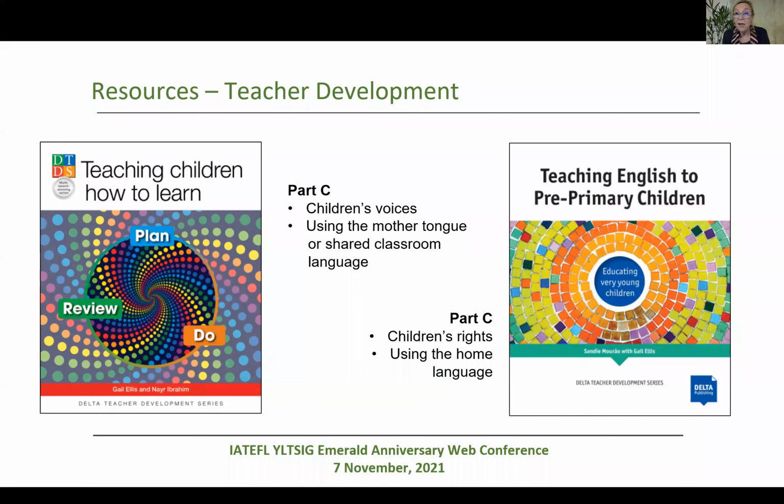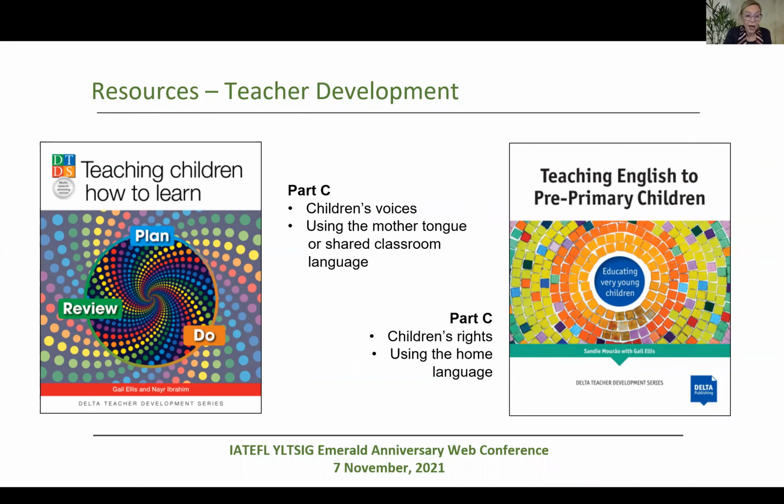And Teaching English to Pre-Primary Children. This is Sandie Mourão's book, which she very kindly invited me to contribute to. Again, in part C, we have reflective activities on children's rights in general and on using the home language.